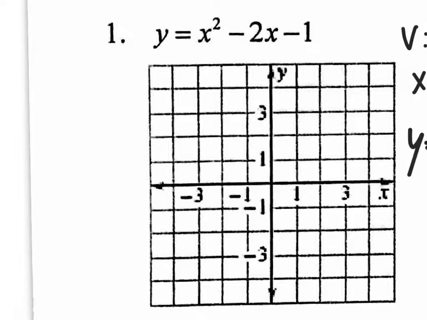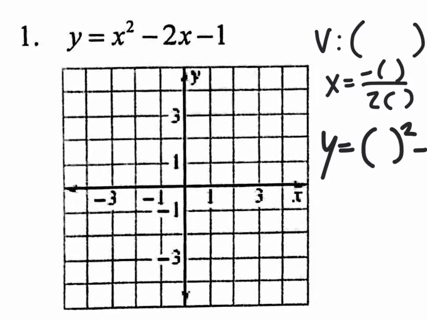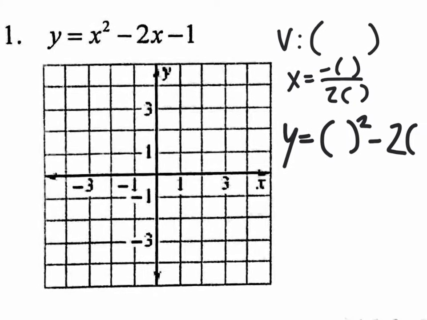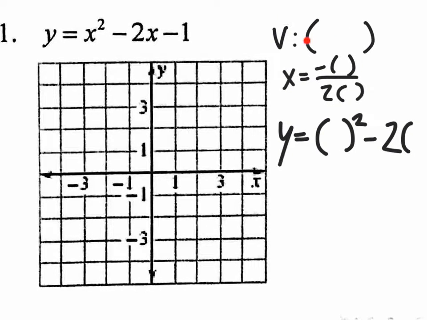So for the sake of saving time, I kind of set this up before you guys even got here. I wrote down V, I put a coordinate right here. This isn't a sad face, it's a coordinate, right? So your vertex is going to be this coordinate. We know that the coordinate is an x and y value, and we know that the formula is x equals negative b over 2a. Let me write that down. X equals negative b over 2 times a.